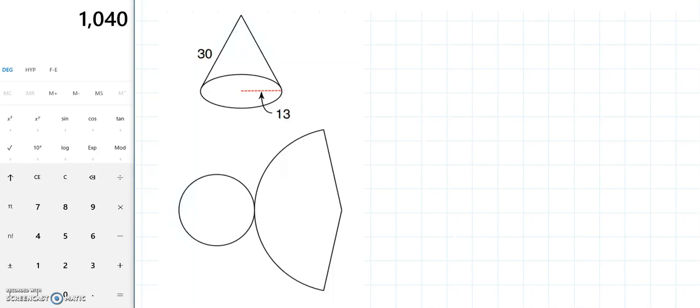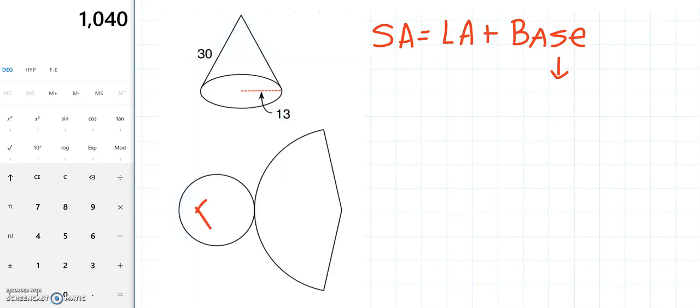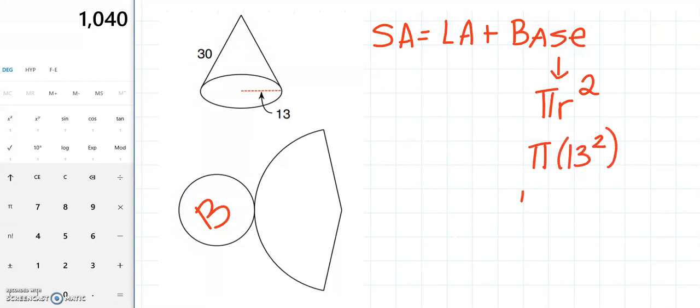Now this is the last new type of shape. We have a cone. So I'm going to go ahead and write down, to find the surface area, I'm going to find the lateral area plus the area of my one base. My one base is just the area of a circle. That's just that one circle at the bottom there. So I'm going to write down pi r squared. My radius is 13, so I'm going to write down 13 squared. 13 squared is 169. So it's 169 pi for the area of the circle.